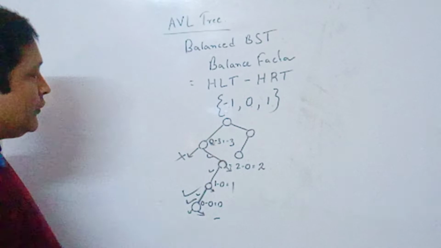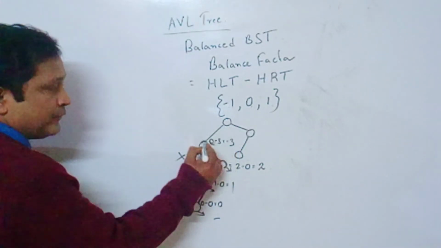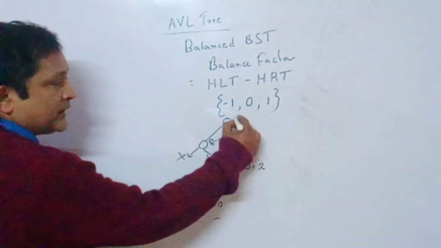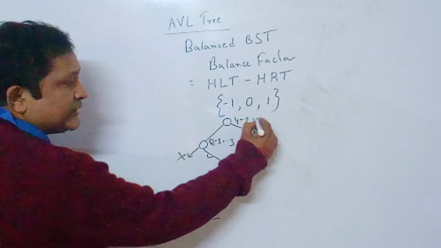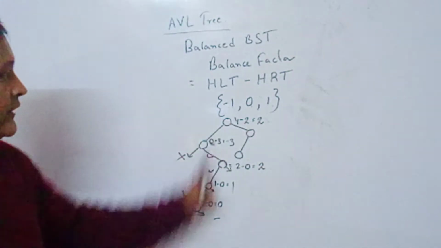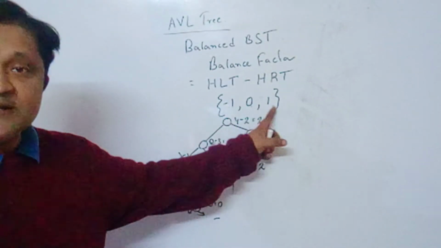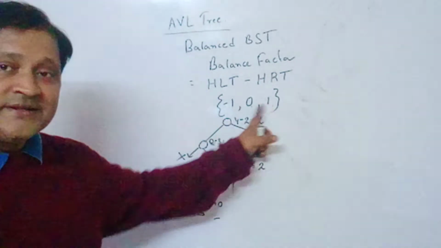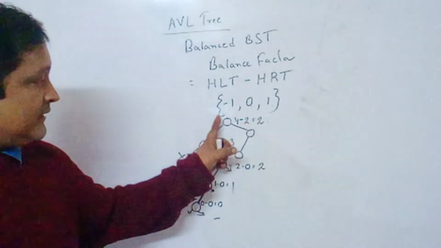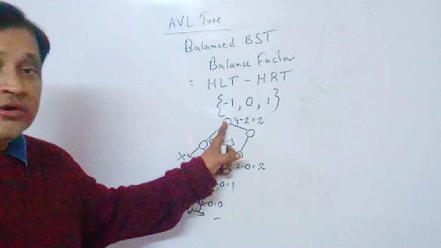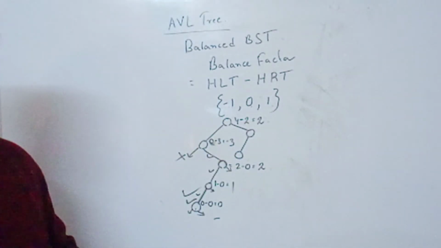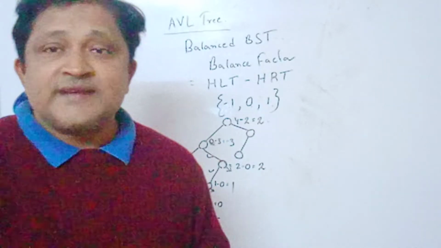For this node, we have the height of the left subtree 1, 2, 3, 4, and the height of the right subtree is 2. So the balance factor is 4 minus 2 equal to 2. So it doesn't fall under minus 1, 0, and plus 1. So it is out of this range. So we can say the tree having this node as the root is an unbalanced tree.